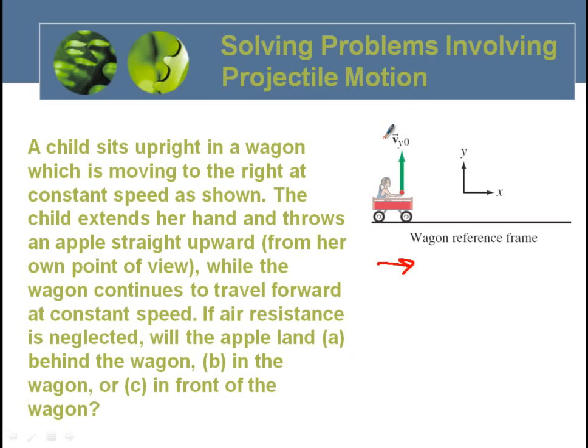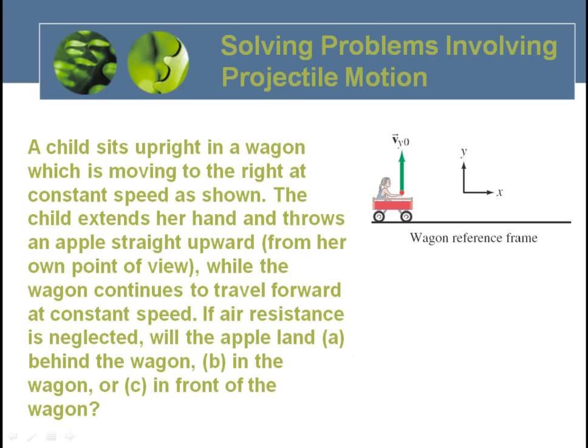While the wagon continues to travel forward at a constant speed, if air resistance is neglected, which it always is in our problems, will the apple land A, behind the wagon, B, in the wagon, or C, in front of the wagon? So she's going to be traveling in this little wagon. She's going to throw this apple straight in the air. Where's it going to land? Is she going to continue to go forward and the apple's going to land behind her? Or right on top of her? Or in front of her? So what do you think? Think about it for a second. Imagine yourself driving in your own car and you throw a ball up. How does that ball react?